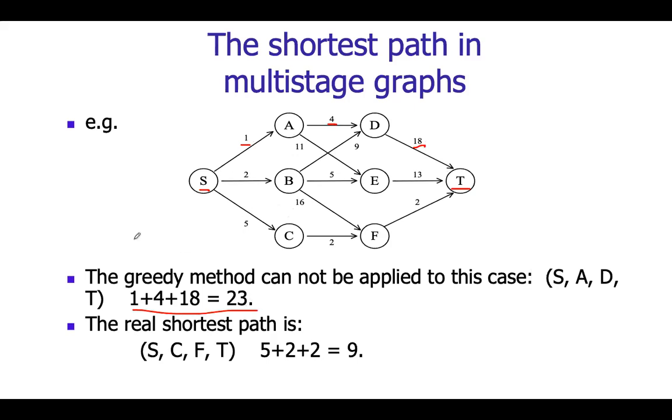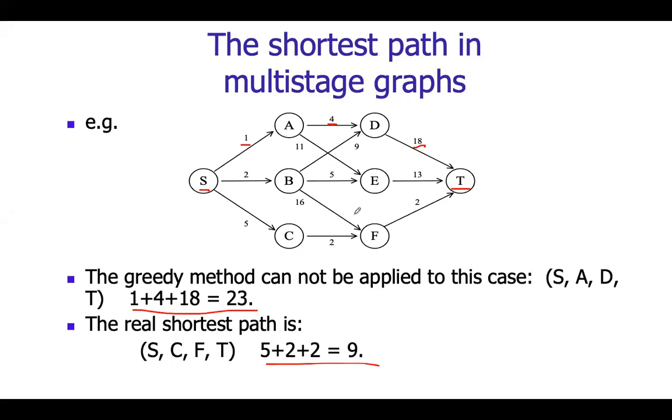Okay, but that is not the best path from S to T. So the shortest path will be of cost 9. That is S to C, C to F, and F to T. Okay, so there is one shortest path which will lead to cost 9. So the greedy method will not work in all situations.